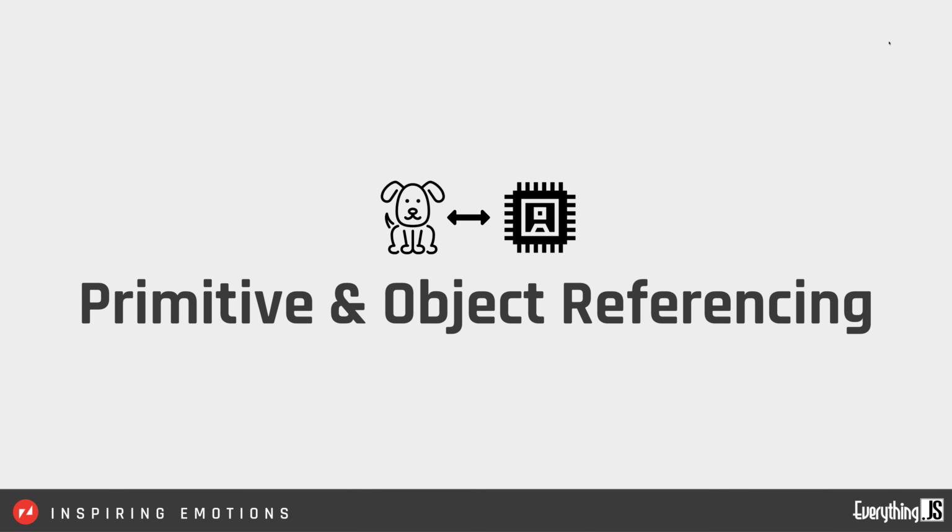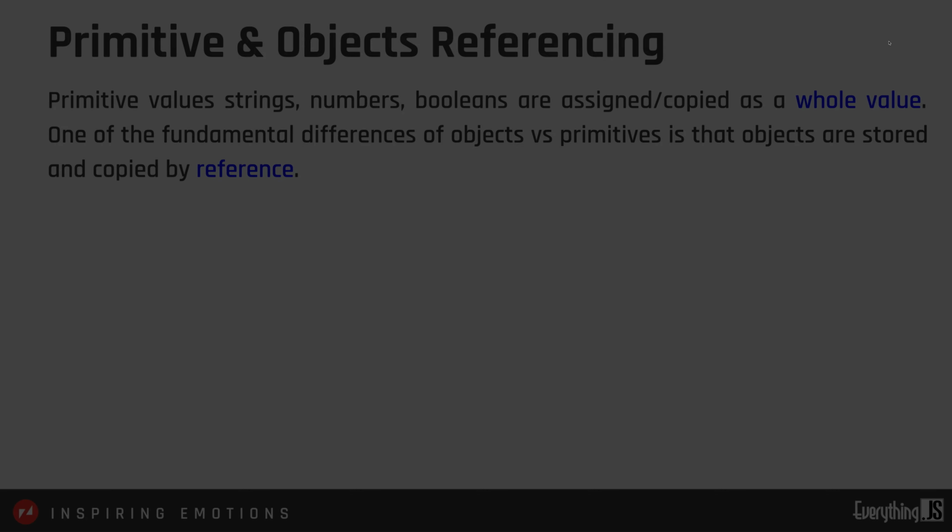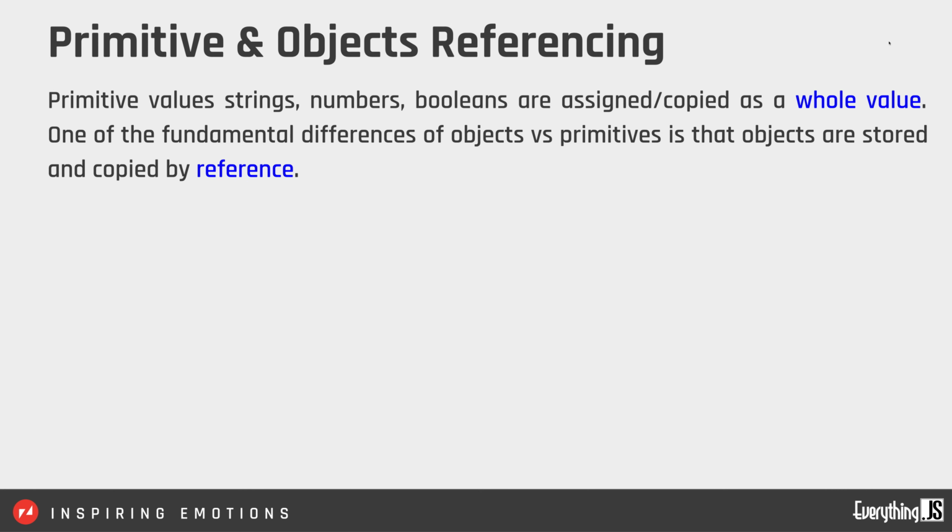So let's talk about primitives and object referencing. You already know there are six types of primitives in JavaScript, and all other things are referred to as objects. As we said, the top level of every object is Object.prototype.